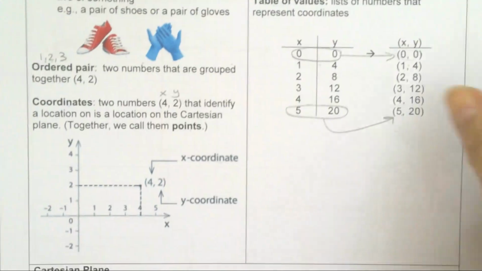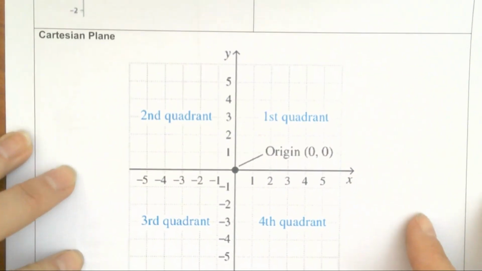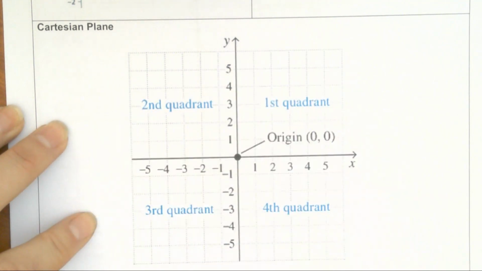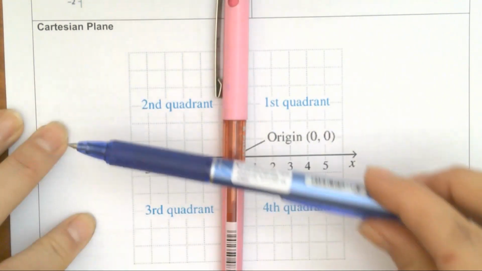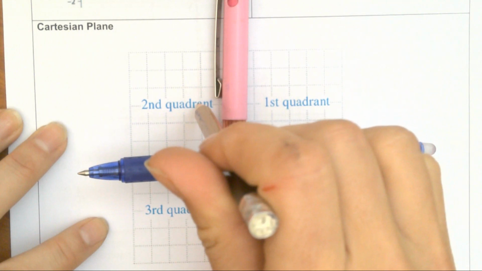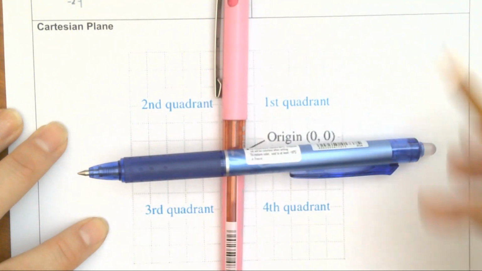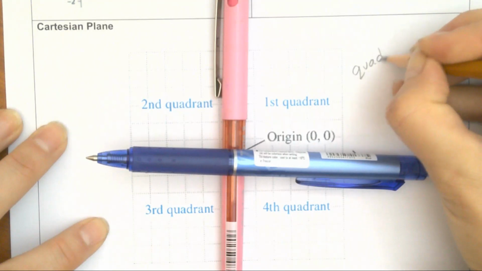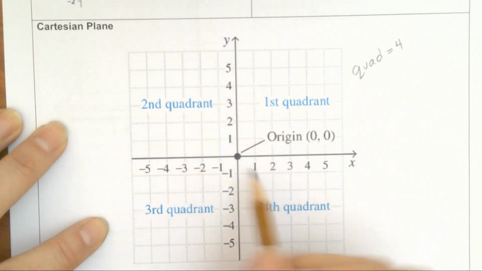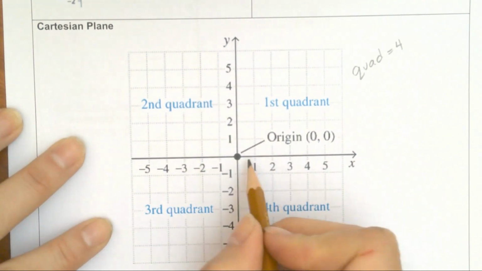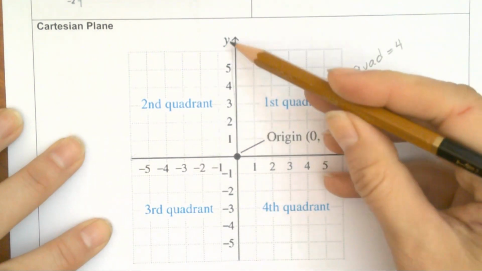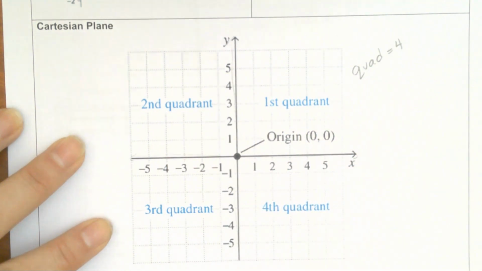Okay. So now we have the Cartesian plane. So this whole thing is the Cartesian plane, and it's cut up into 4 pieces. And each piece is called a quadrant. The first quadrant, second quadrant, third quadrant, and fourth quadrant. And quad just means 4. Okay, so those are the names. Now in the middle, we have the origin. And you can see here, positive numbers go this way, negative numbers go this way, positive numbers go up, and negative numbers go down. Okay.